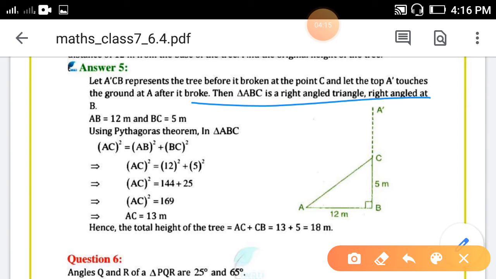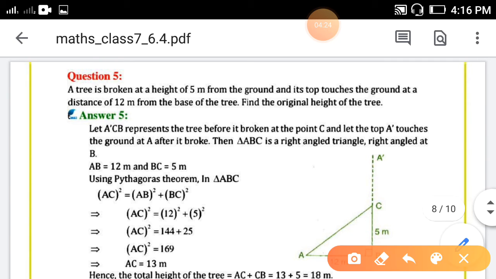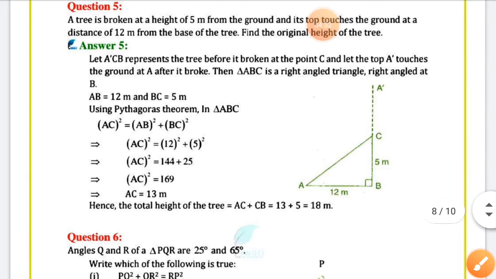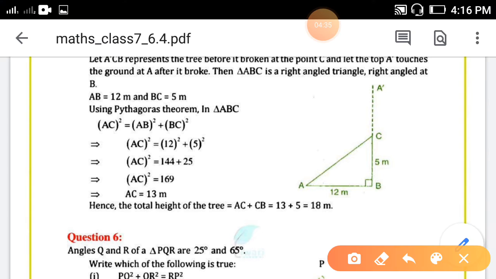Then triangle ABC is a right angle triangle. Again a right angle triangle is formed. Find the original height of the tree. You have to find out its original height. Now, from B to C, 5 meter is given. We need to find out A to C. If we have this distance AC, then we will have the height of the tree because we can add AC plus BC.